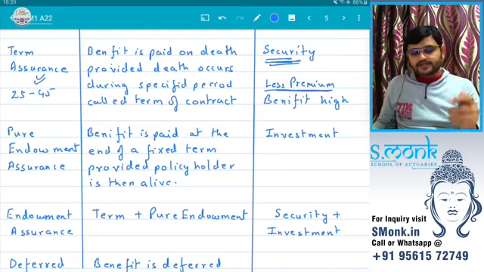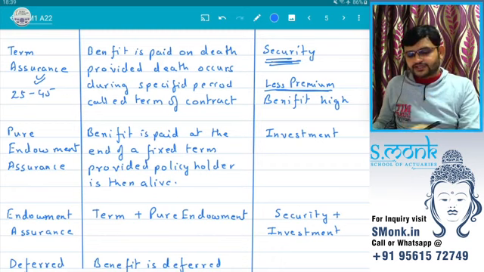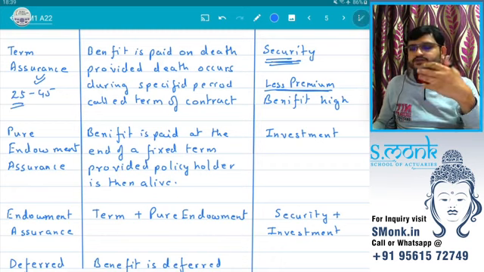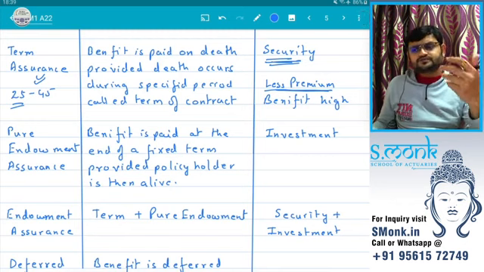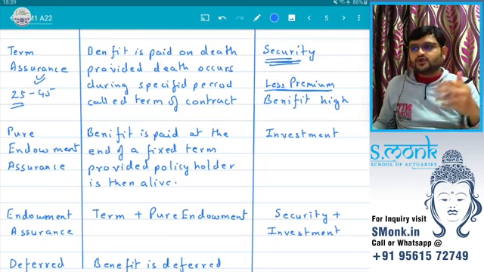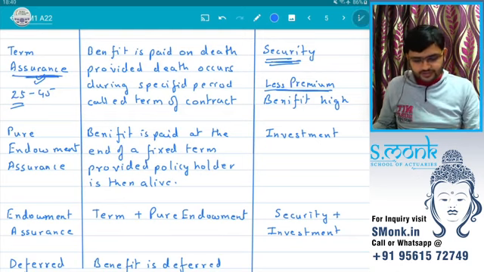Okay. And the reason you are looking for a low premium, because at that age 25 or something, there might be a lot of expenses because the person is starting a new family, the job is also very new, so the salary might not be very high. So you are looking for a low premium and a high benefit if death occurs. That is the reason you are looking for term assurance.